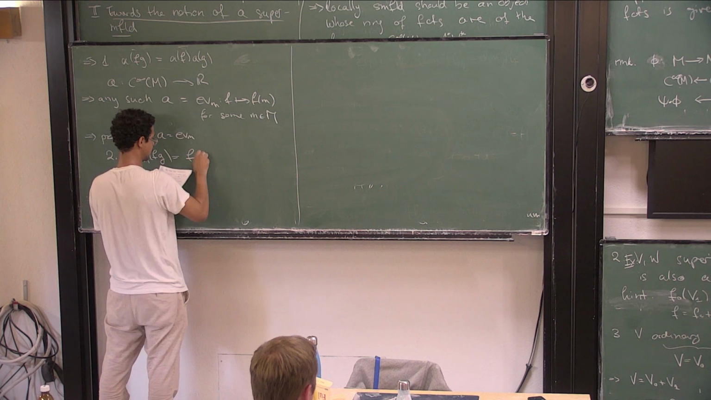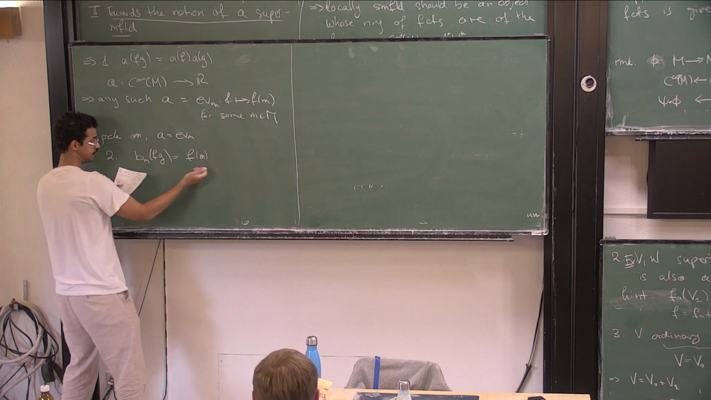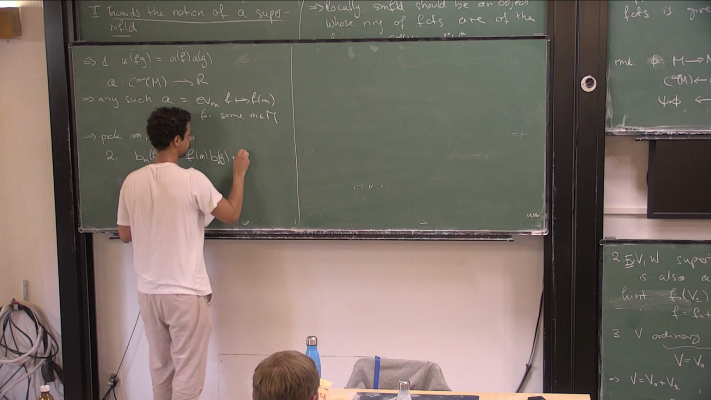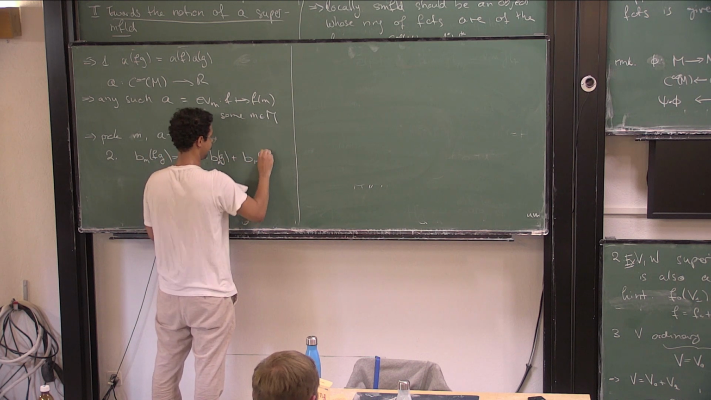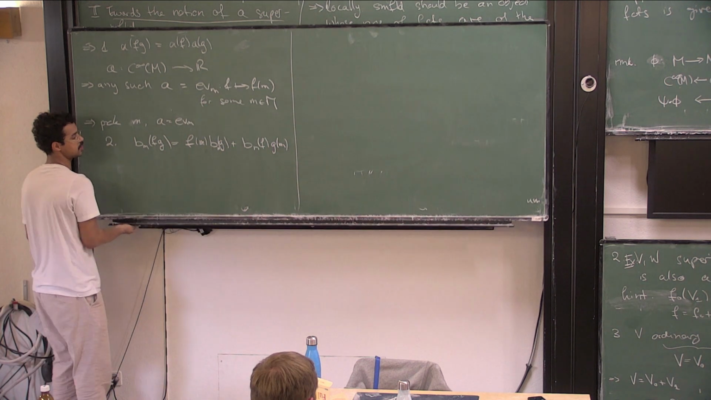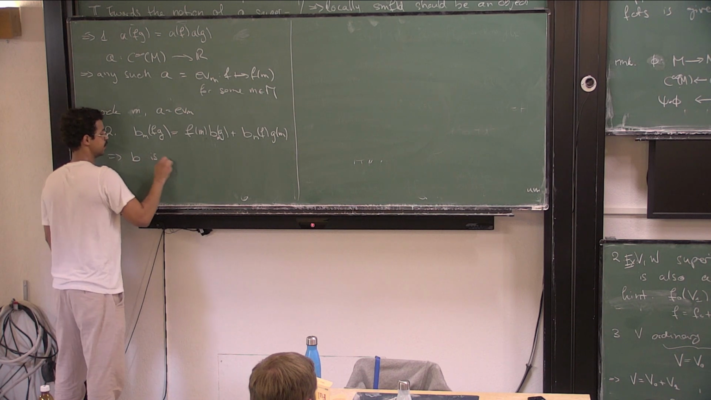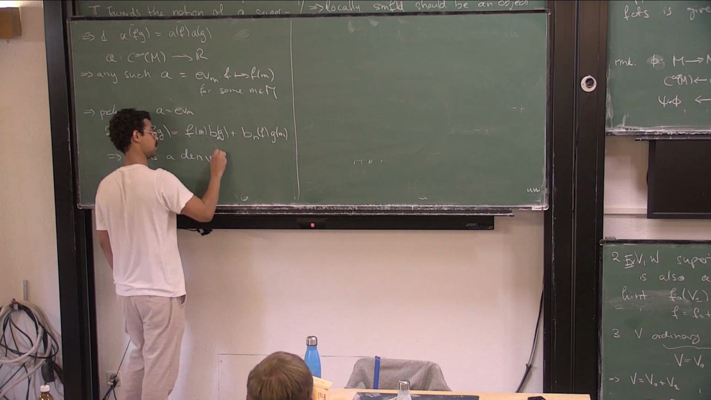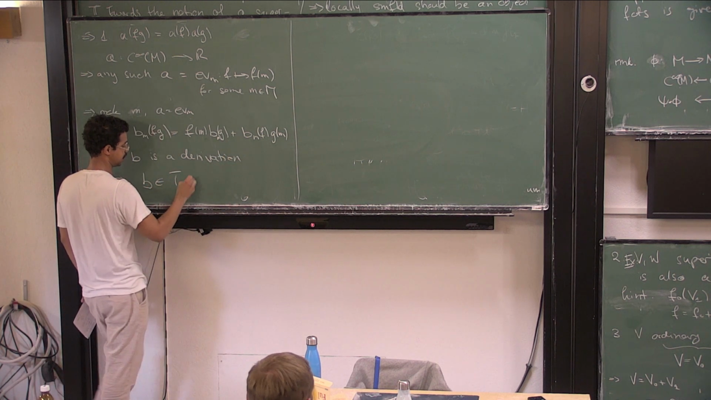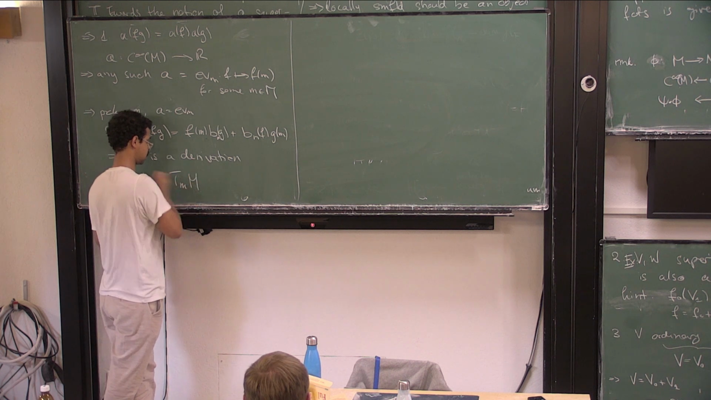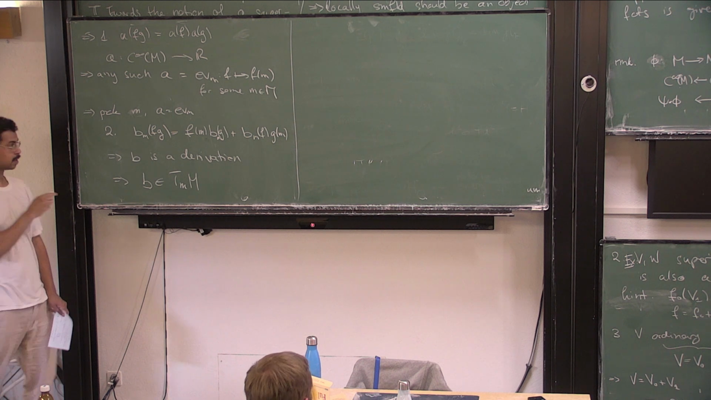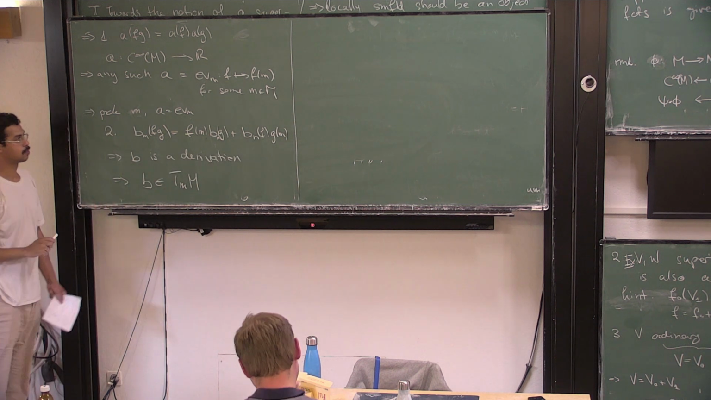This is a small exercise. B of fg is A of f times B of g at m, plus B of f times g of m. So what this means essentially is that B is a derivation, meaning you can think of B as an element in the tangent space at the point m of M, just because of this property.